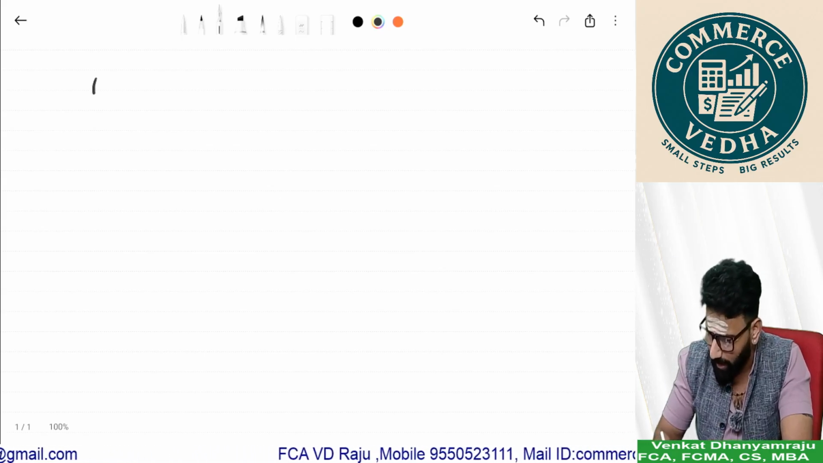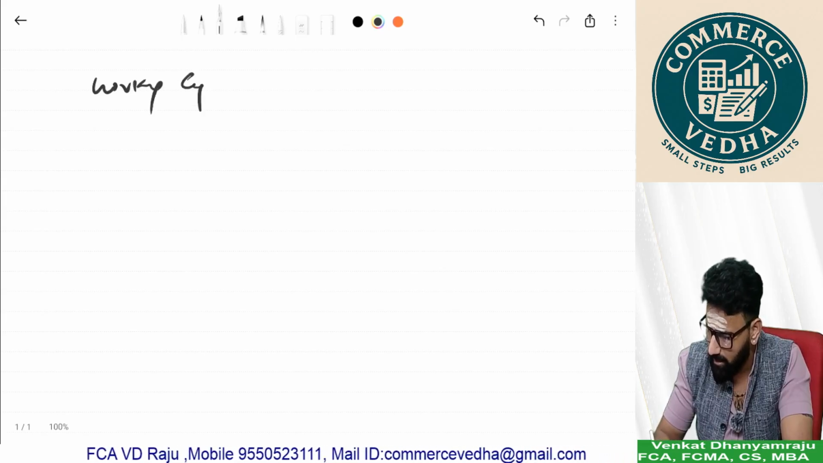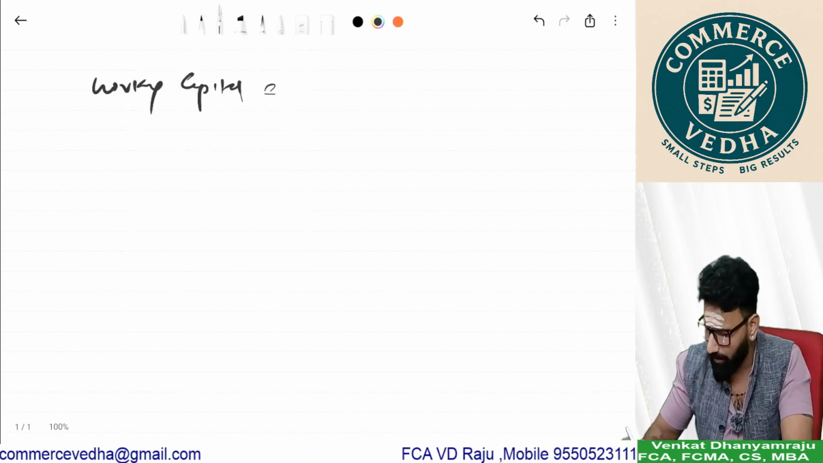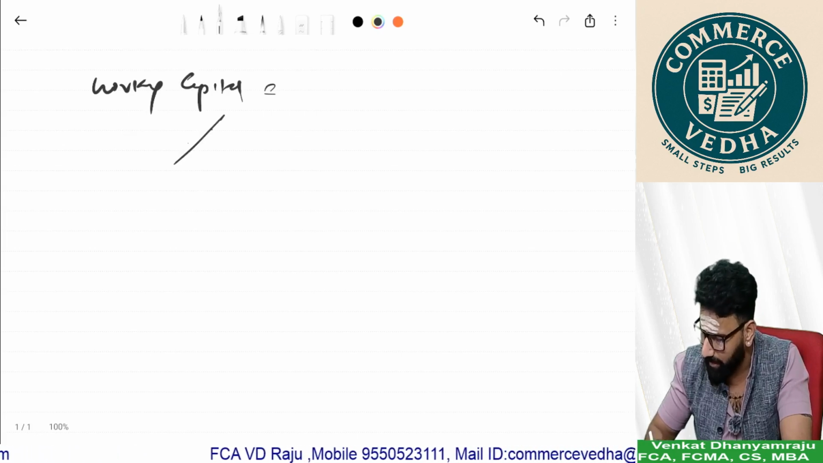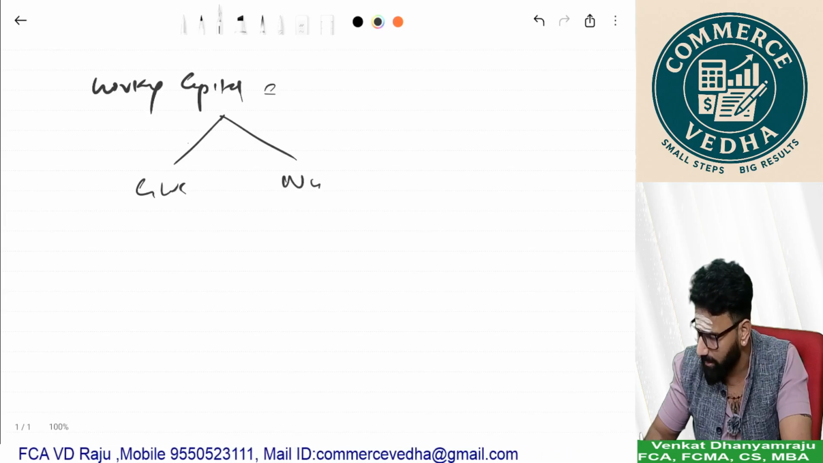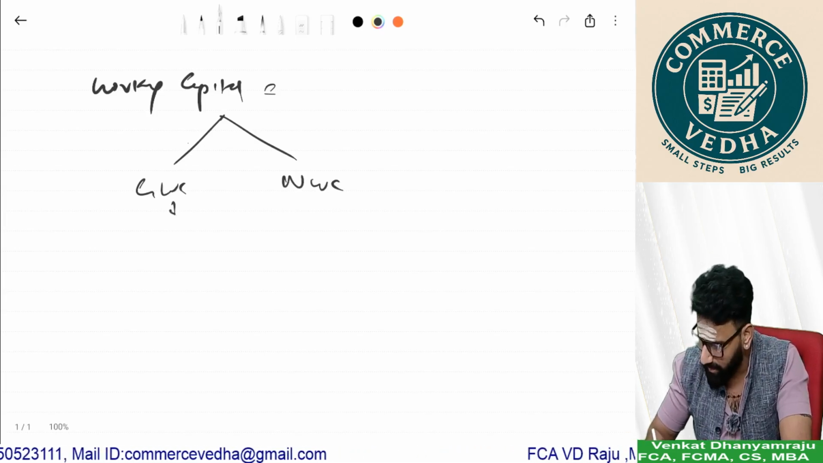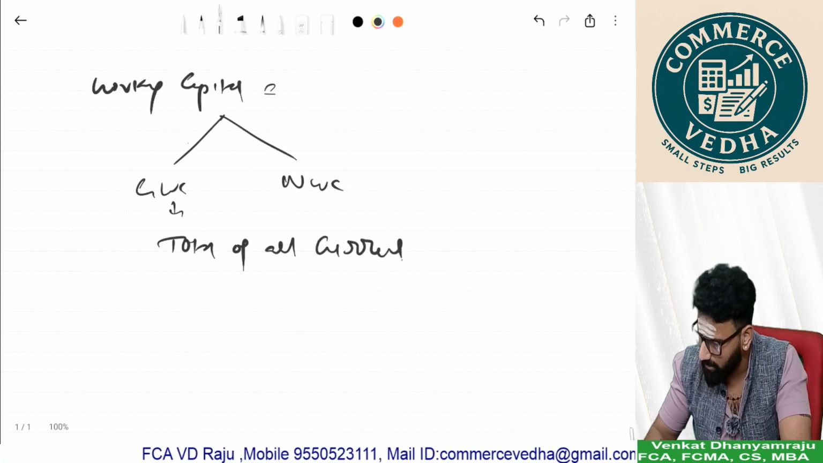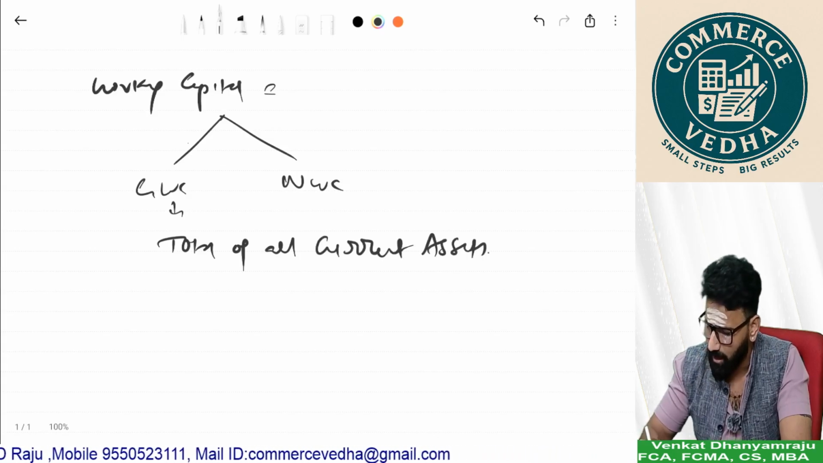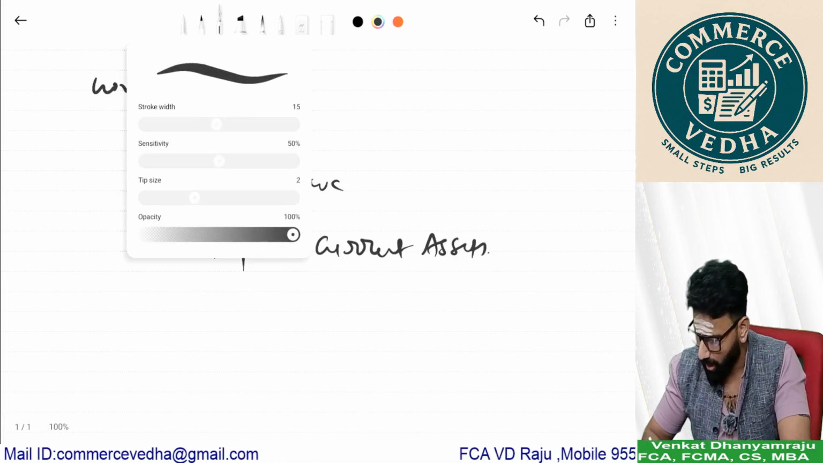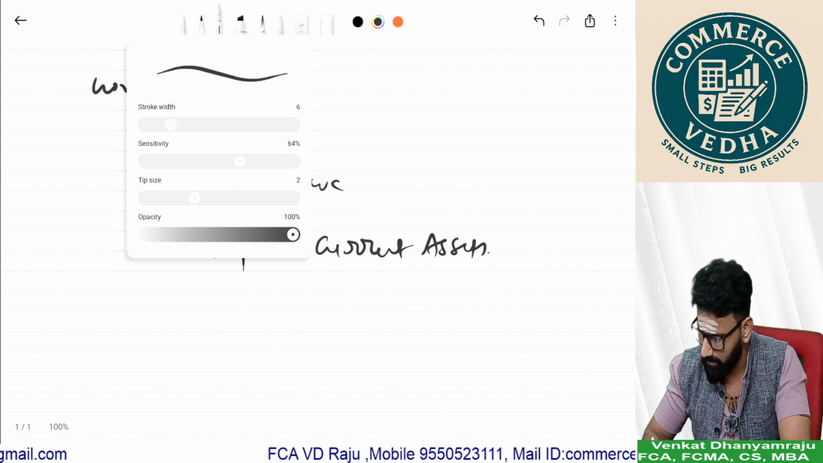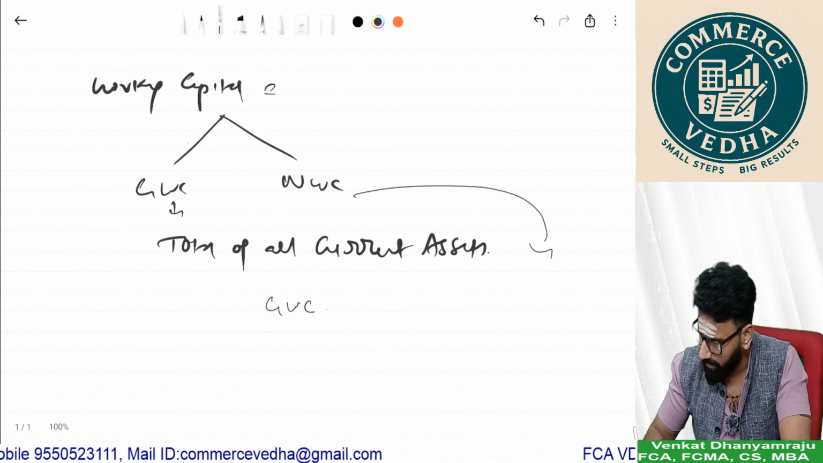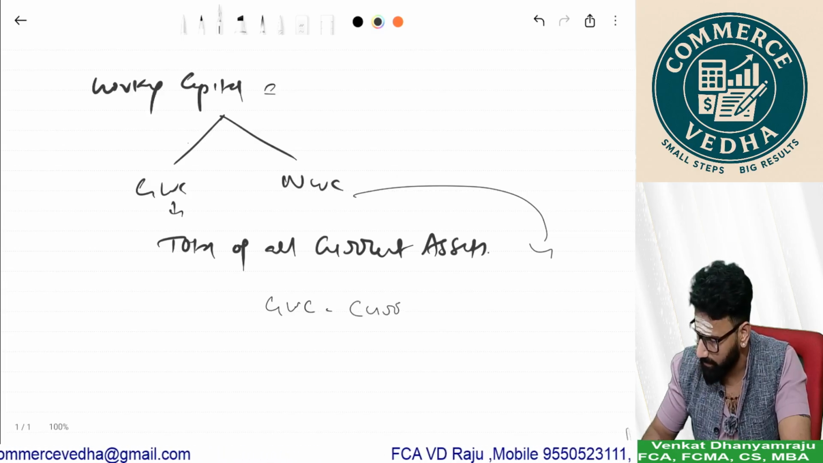Now it comes to working capital. We should know what working capital is. There are two types of working capital: gross working capital and net working capital. Gross working capital is the total of all current assets, and net working capital means gross working capital minus current liabilities.